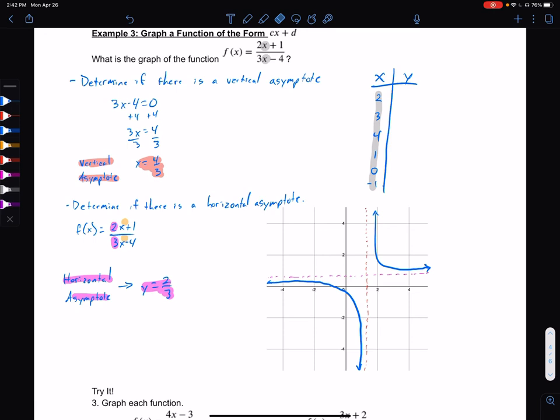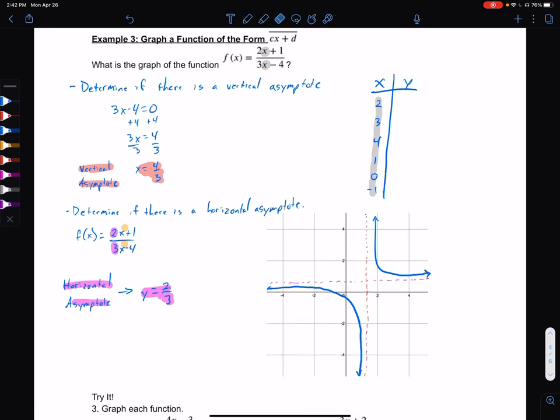All right, that's it for this. Make sure you're looking for vertical and horizontal asymptotes, and then you'll fill in your XY chart. That's it.